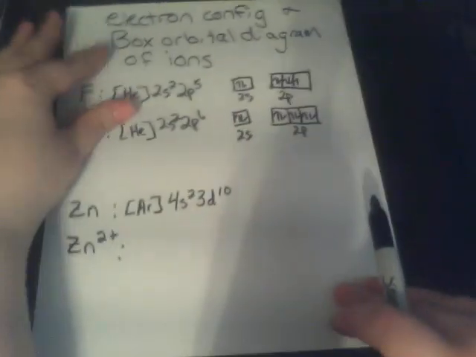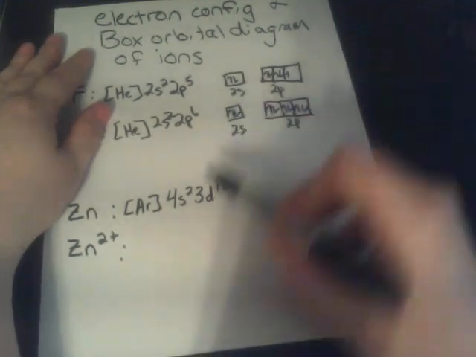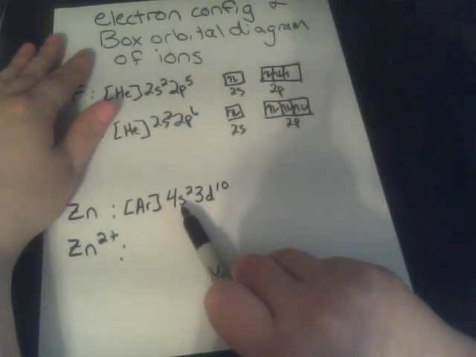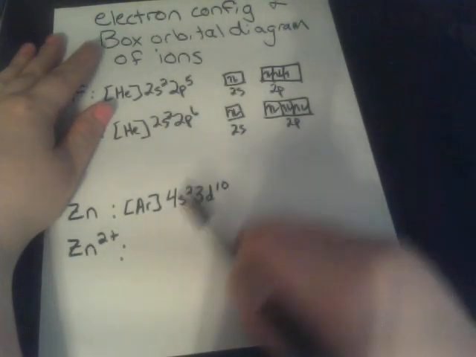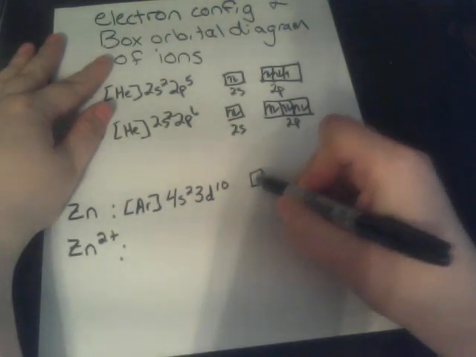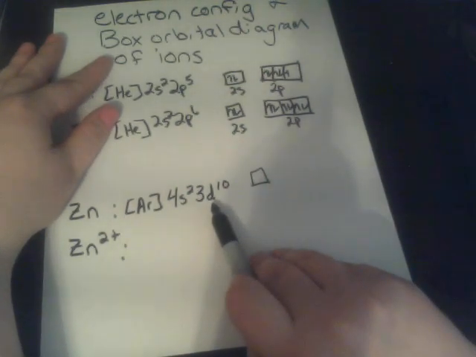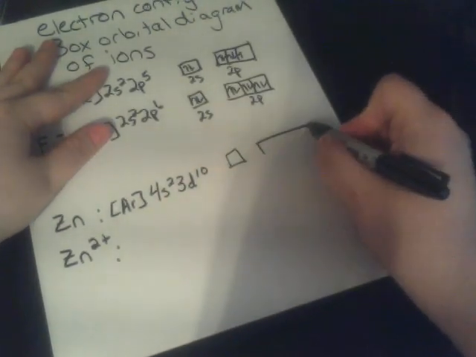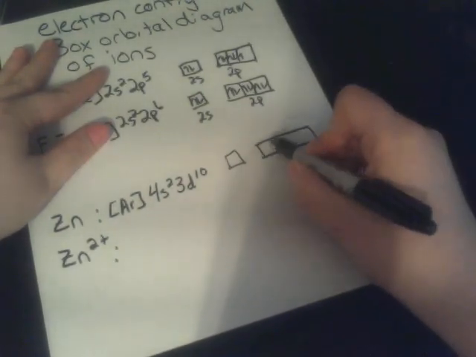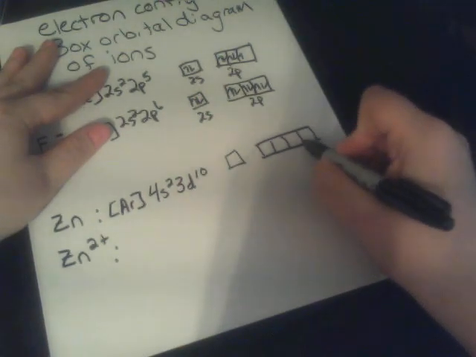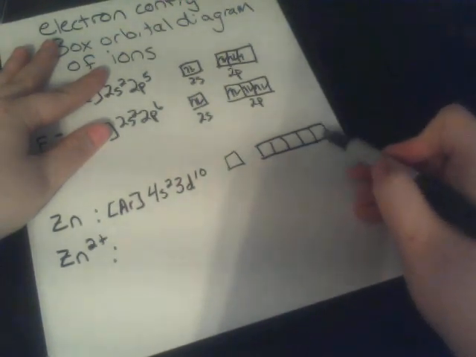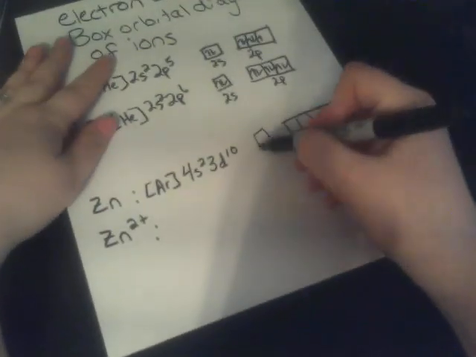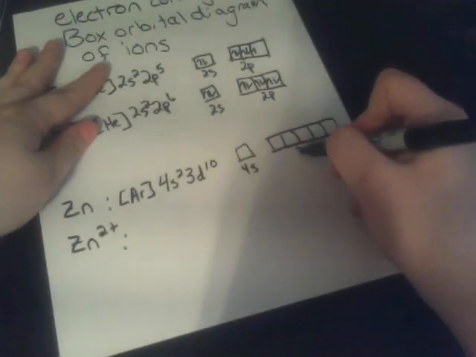Let's go ahead and represent that with a box orbital diagram. So how many orbitals are in the s? Just 1. How many orbitals are in a d? There are 5. Make it a little extra long. If you're like me, a lot of times you have to add an extra little block there at the end. So this is my 4s and my 3d.